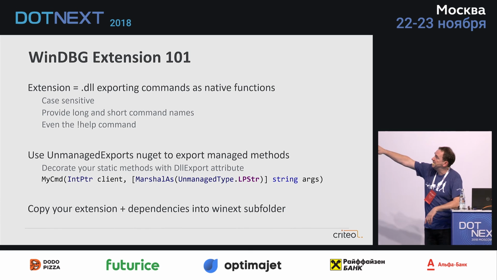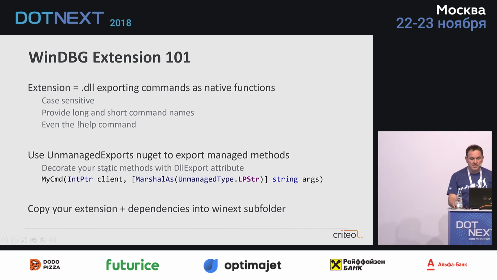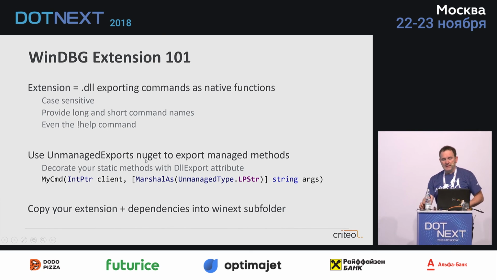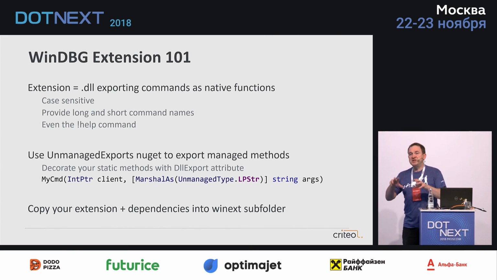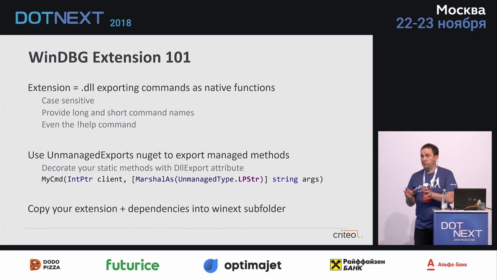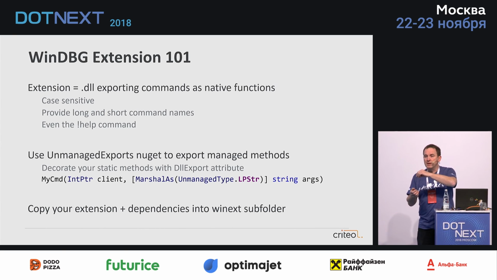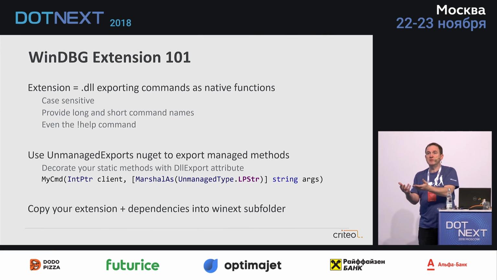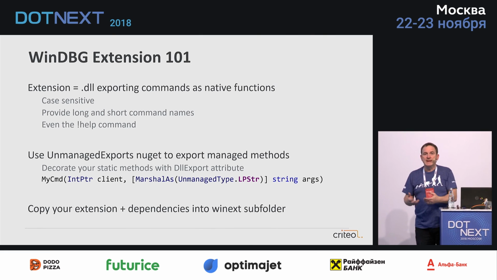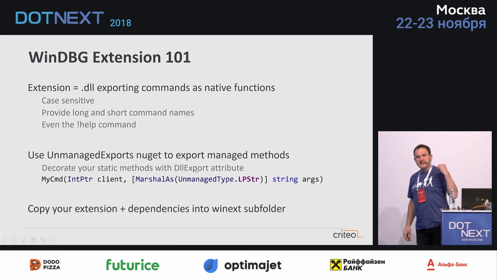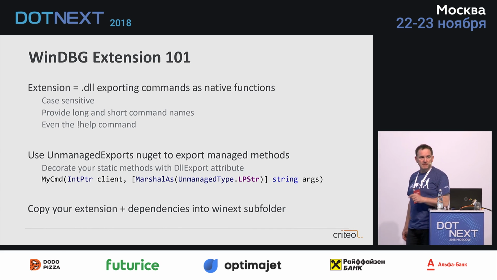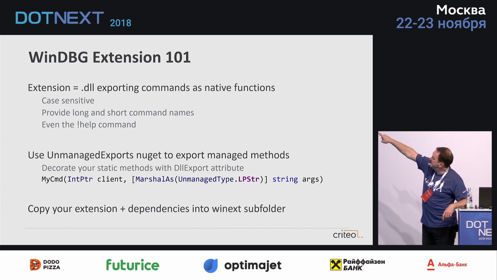And I'm using for that the UnmanagedExports NuGet package that you can find. What this package does, when you add it into your project, is change the build of your project. So your project will be an assembly with some functions that you will export, and you will decorate your method, your static method, with the DllExport attribute. The signature of your method must follow the signature that I've listed here.